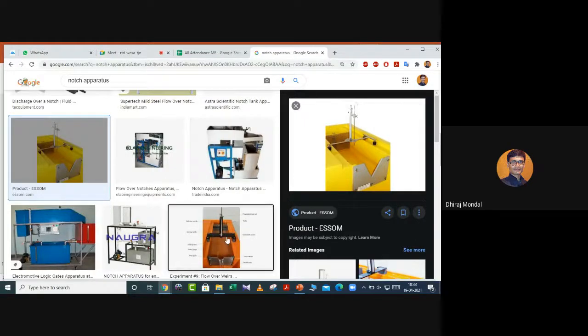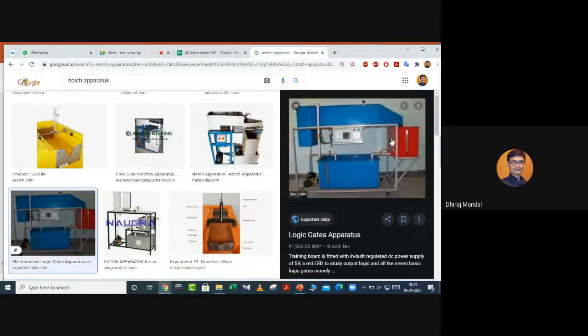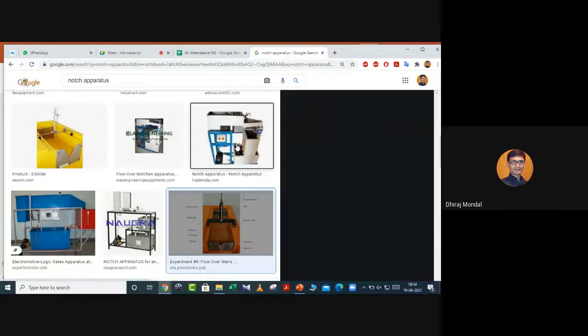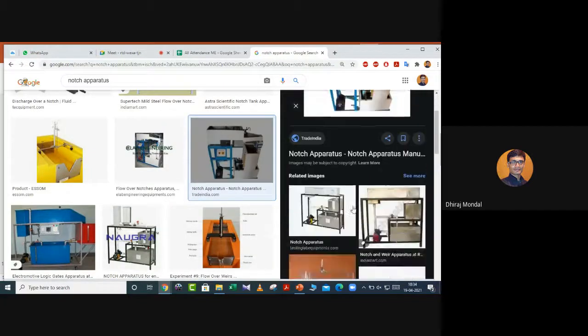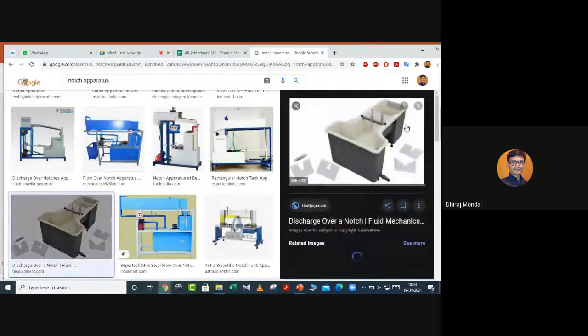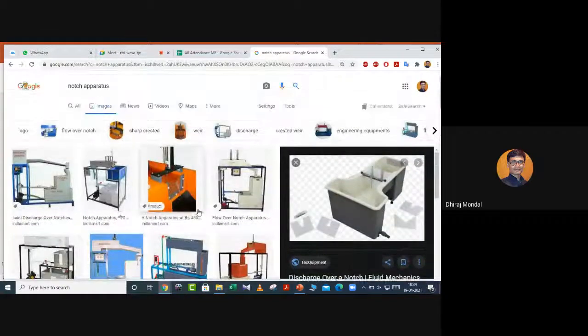Here in this figure you can also see which type of figure I want to show you. So this is the notch apparatus actually. This side view of the notch apparatus is like this, and this is the top view you can see. Another viewpoint you can see here. This is the shape drawn in AutoCAD or CATIA. You can see the shape of the notch apparatus. I hope it is clear what a notch is.